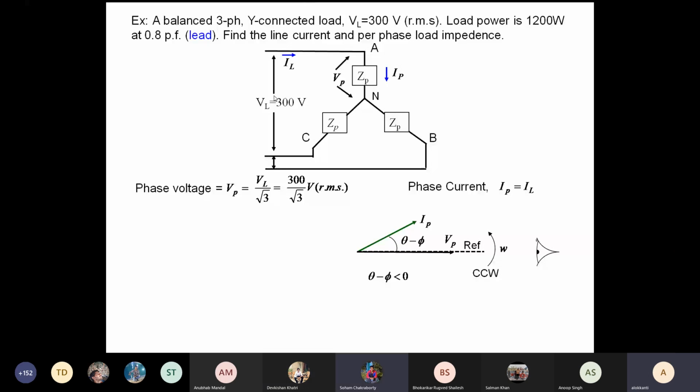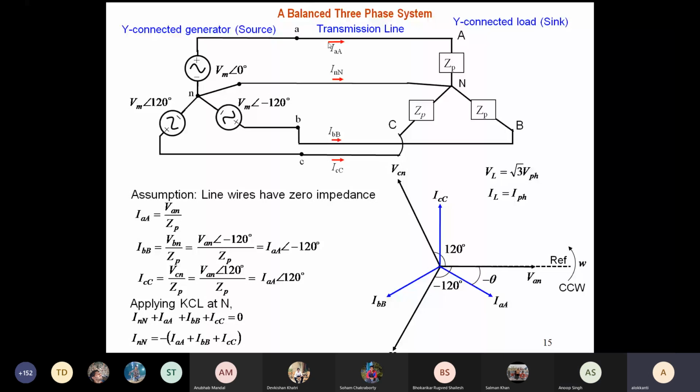But then how do we generally define line current? Line current is the current that is coming from the line through the transmission line. These are the line currents. But if it is a star connected load, the line current is directly entering the phase. Okay, understood.